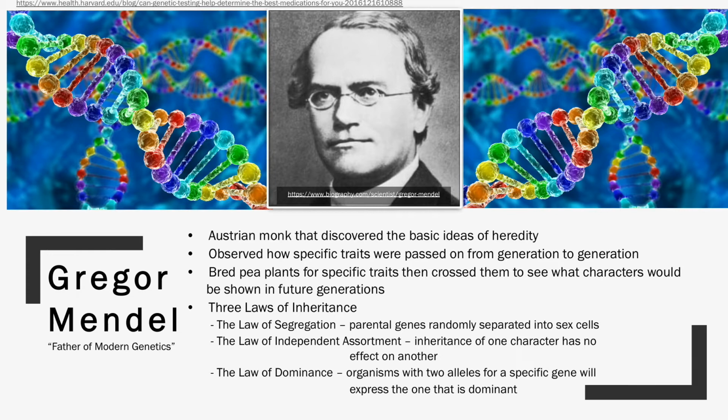Mendel observed that when crossing two purebred plants with different traits, only one of the plant's traits would be visible in the offspring. This led to the recognition of dominant and recessive traits. There are now three laws associated with Mendelian inheritance. They are the law of segregation, the law of independent assortment, and the law of dominance.